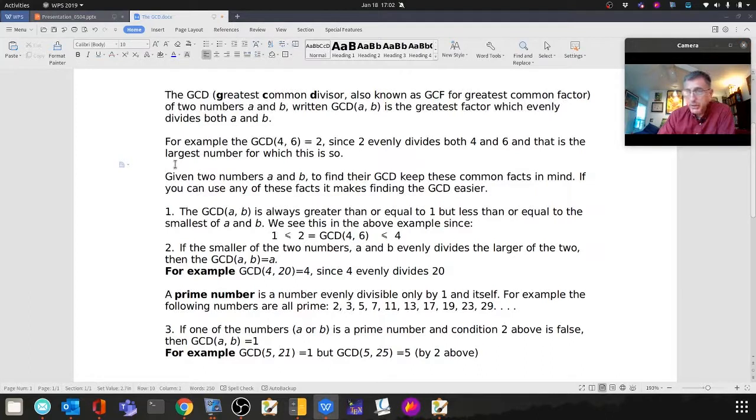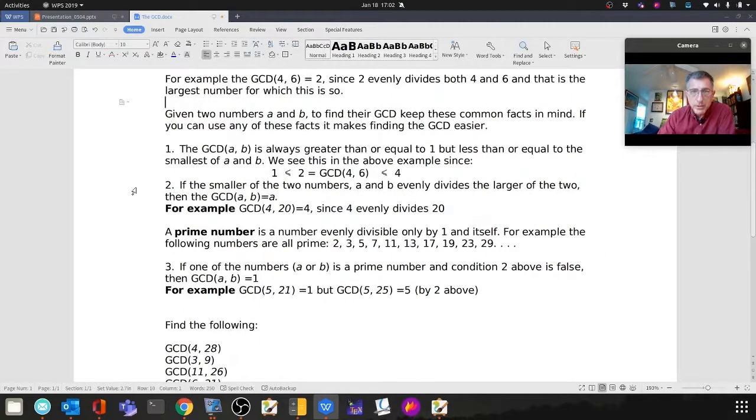So this tutorial is about how to find the GCD. Here are some easy ways to find the GCD that don't always work, but when they do, they're usually easy. It's usually easier to use one of these methods. So given two numbers, A and B, to find the GCD, keep these common facts in mind, and I'm going to go over each one of them. If you can use any of these facts, it makes finding the GCD easier.